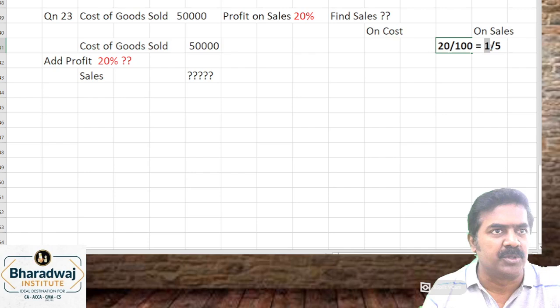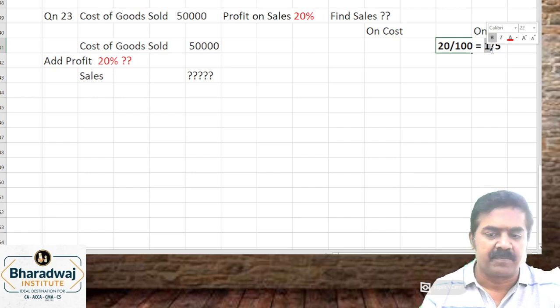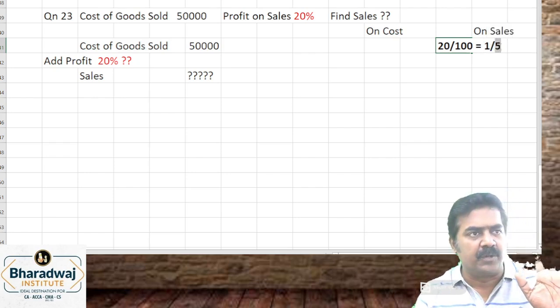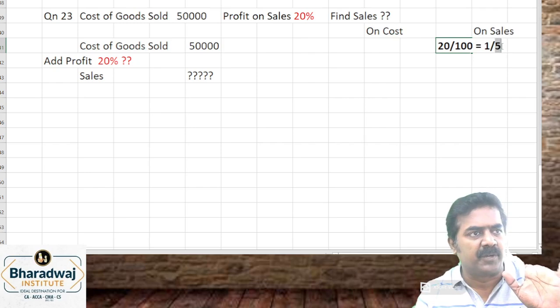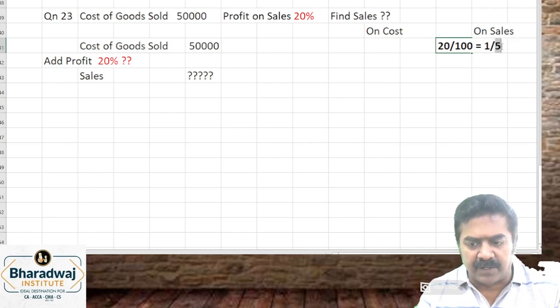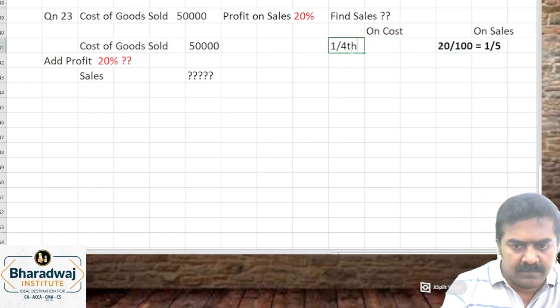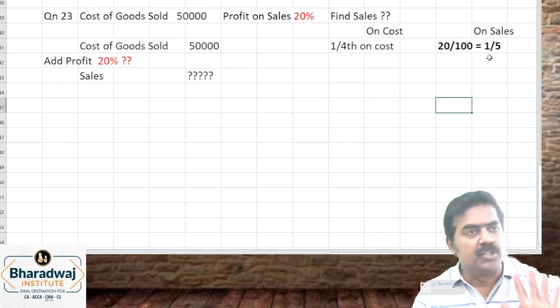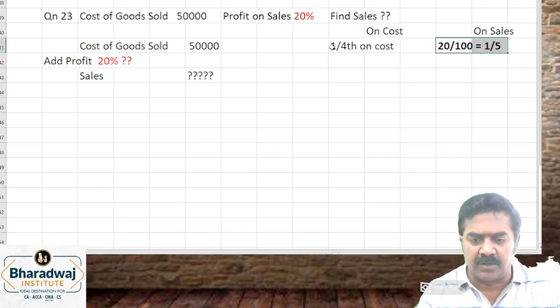It's a relationship, a ratio, then 1 by 5. What this 5 indicates, what this 1 indicates, means. Simple, listen. If you sell for 5 rupee, profit is 1 rupee. On sales, if you sell for 5 rupee, profit is 1 rupee. Then what will be the cost? On cost, profit 1/4 on cost. If we sell for 5 rupees and profit is 1 rupee, cost is 4 rupees. So 1/5 on sales, we can say 1/4 on cost.